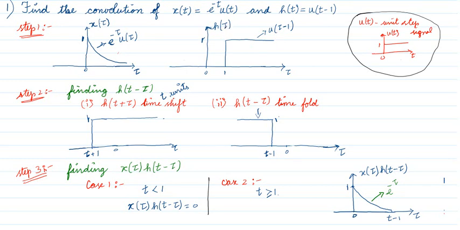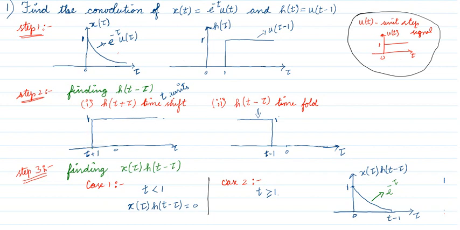Okay, next step, you have to find h of t minus tau. For this, we have two operations. We have h of tau, we have found in step 1. Now to find h of t minus tau, you have to first do the time shift operation. What is time shift operation? H of tau is shifted by t units. So instead of starting at 1, it will start at t plus 1, right?